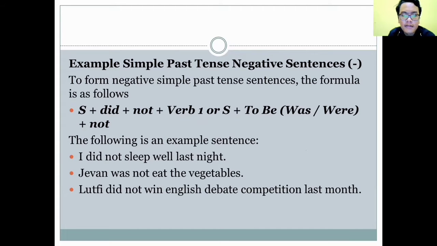Example of simple past tense negative sentence. To form a negative simple past tense sentence, the formula is as follows: subject plus did plus not plus verb 1, or subject plus to be plus not. The following is an example sentence. I did not sleep well last night. Jevandra was not eating the vegetables. Lutfi did not win the English debate competition last month.